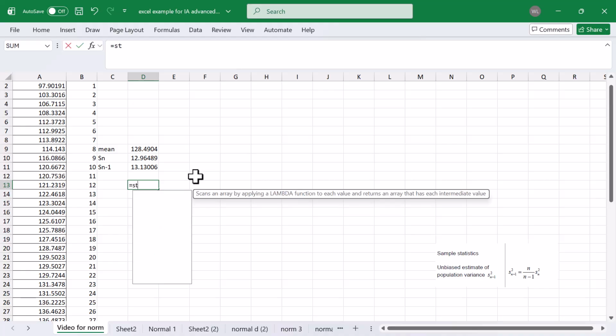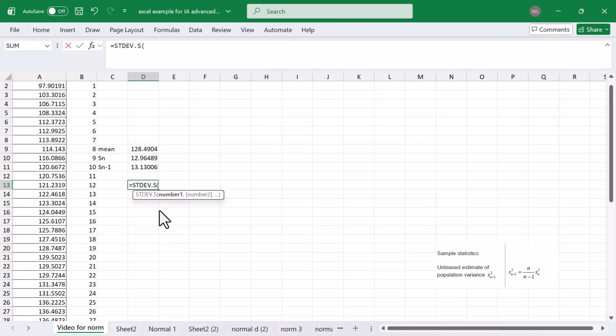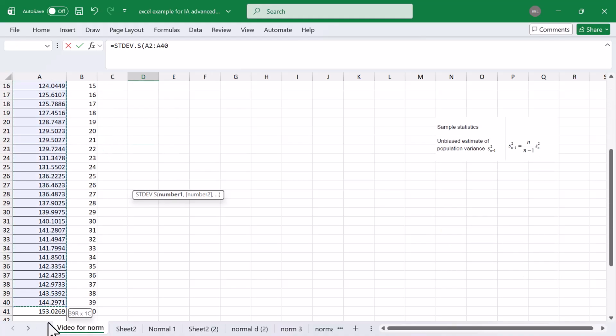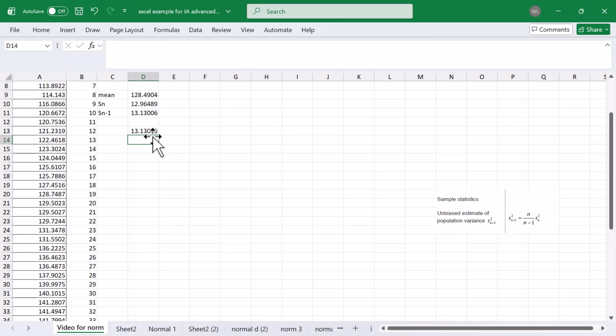Basically, this Excel can work out this S sub n minus 1 directly. If you go to STDEV.S, standard deviation for samples, then you highlight this faulty data, you will get the same answer. But for your IA, try to show how you use S sub n to work out S sub n minus 1. You can use this Excel to check whether you get this correct S sub n minus 1.